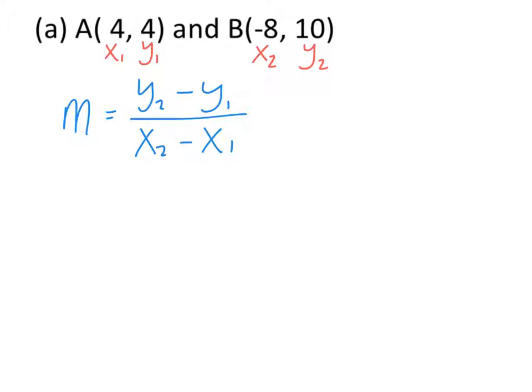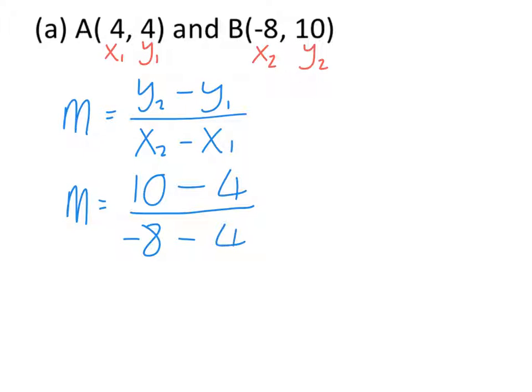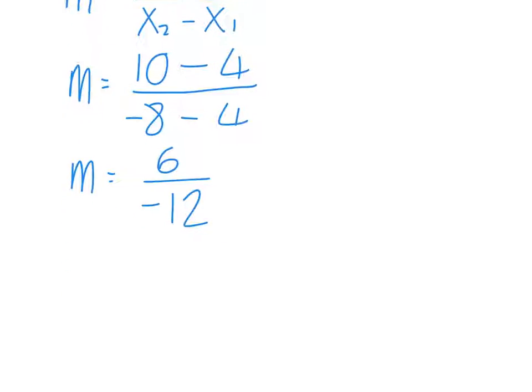So taking these values and substituting into our formula, we have m equals, and it's y2, which is 10. We're taking away y1, which is 4. We're going to divide that by x2, which is negative 8, take away x1, which is 4. So we have 10 take away 4 on the numerator, which is 6, and negative 8 take away 4 on the denominator, which is negative 12. We'll just move this up a bit.